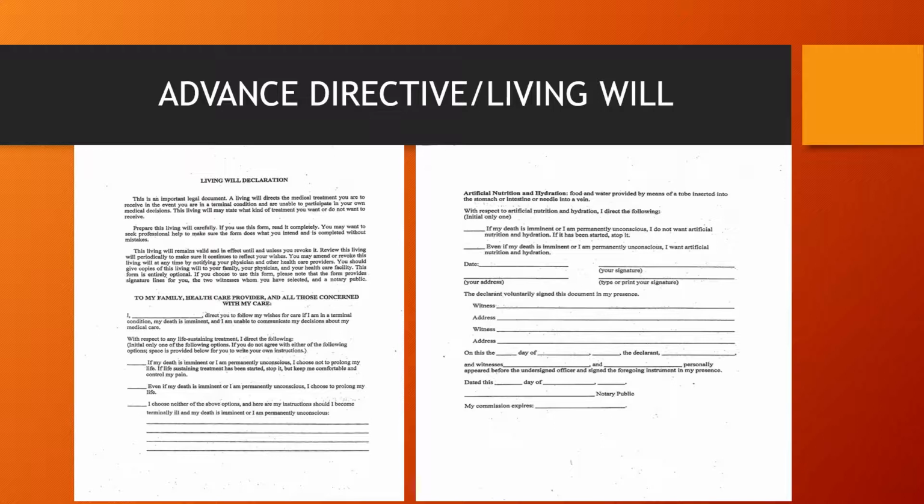The second is, even if my death is imminent or I'm permanently unconscious, I choose to prolong my life. The third option gives a little bit more leeway, as it says I choose neither of the above options, and it allows them to spell out exactly what they want on the form. It does require either notarization by a notary public or two witness signatures to be considered legal.